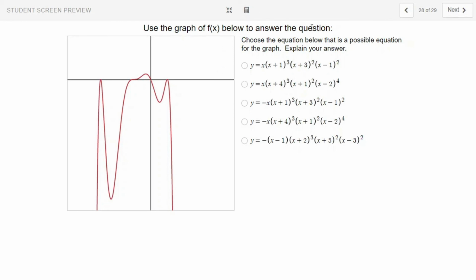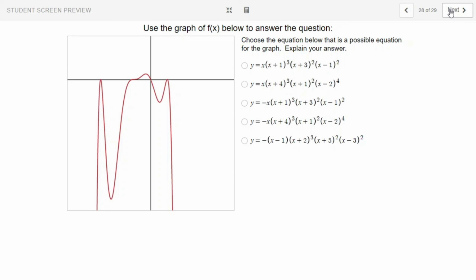We are going to choose the equation, even though it's not labeled. We're going to choose the equation below that is the best possible equation for this graph. After you selected your answer, I want you to explain why you chose that and try and use some vocab. Talk about double roots, triple roots, x-intercepts, y-intercepts, leading coefficients being positive or negative. Maybe even bring up degree and how that affects the graph.